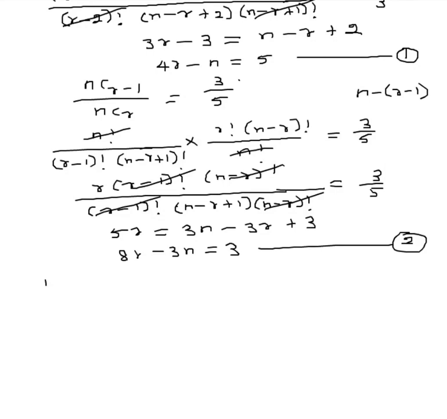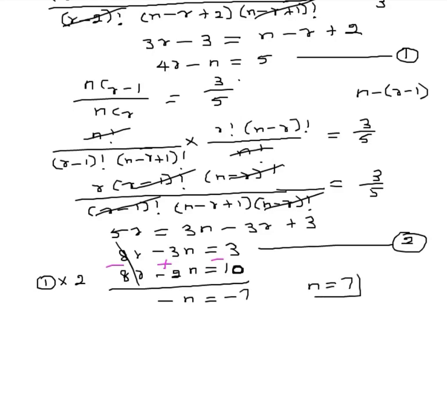Now let us solve both the equations. I am multiplying the first equation by 2. 8r minus 2n is equal to 10. Subtract. These two terms are getting cancelled. Minus n is equal to minus 7. Therefore, n is 7. We have to find the r value. Let us substitute in the first equation or in the second. 4r minus n is equal to 5. 4r is 12. Therefore, the r value is 3.